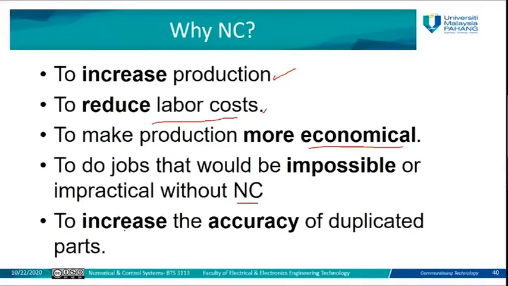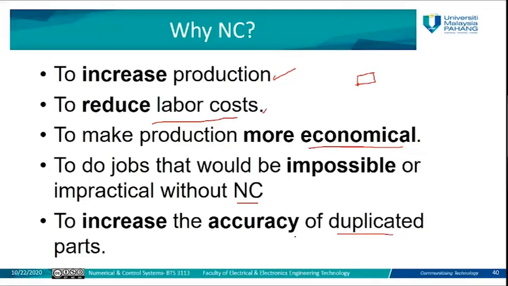To increase the accuracy of duplicate parts. For example, you want to design one product, but you are going to produce it thousands of times. It will be very easy if you have a machine. You just develop the program for the machine and enter the coordinates for one product. Later on, it will be like a copy. It's like a photostat machine. Instead of writing the page and rewriting it again 10 times, you just put it in the machine and it will copy it for you in maybe a few seconds. So it will increase the accuracy, especially for the duplicated parts.